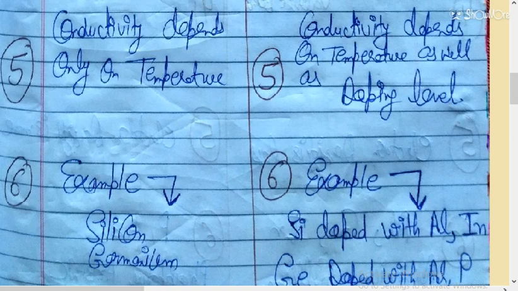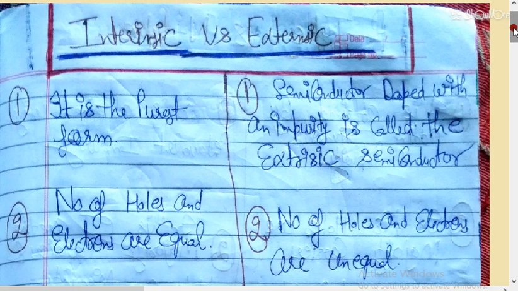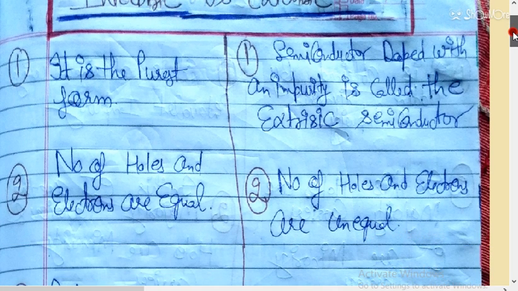Now I am scrolling the screen. After this I will discuss the P type and N type. After that we will discuss forward biasing and reverse biasing and PN junction diode in the next video. So you can note down the 6 differences. I am scrolling the screen.